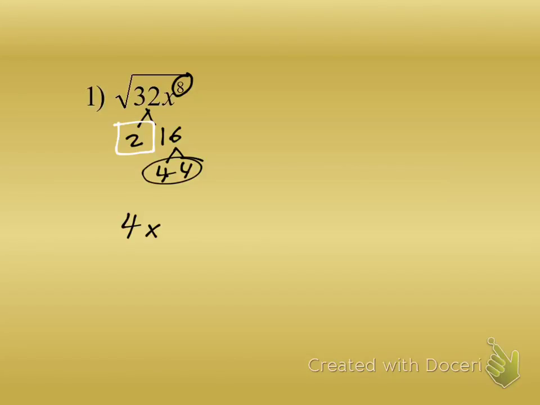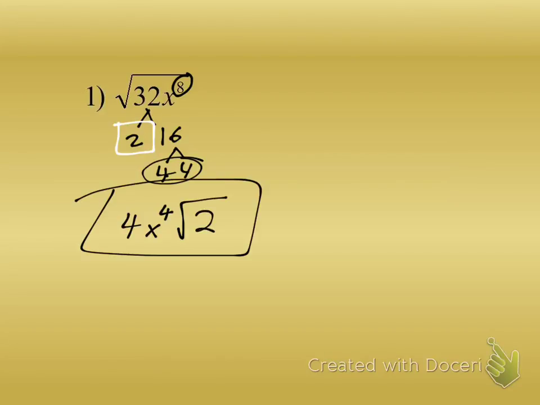So we have 4x to the 4th, and then we're left with the square root of whatever's in the box, which is 2. Done. Okay, so just a quick little refresh on how you factor tree things. Questions on that one? Everybody good? Moving along.